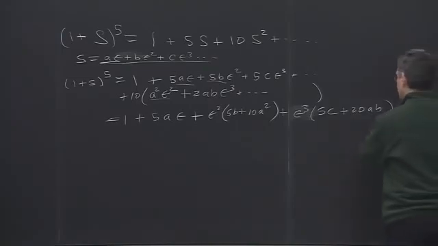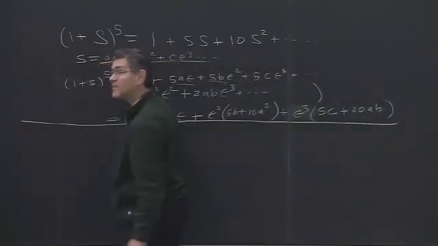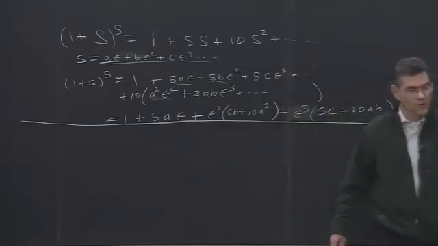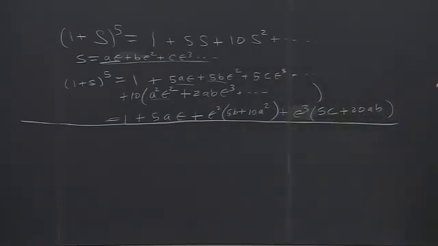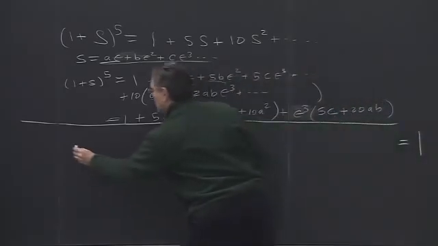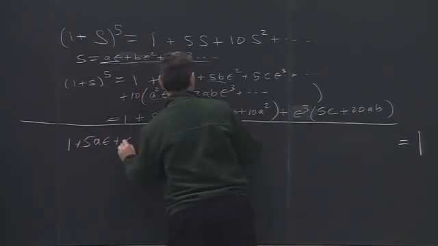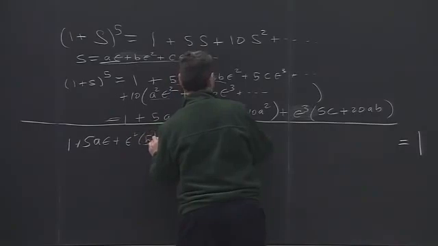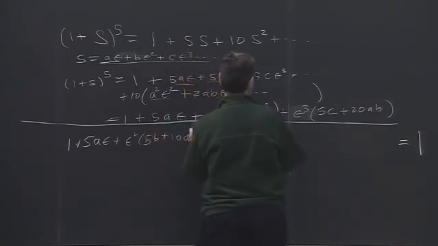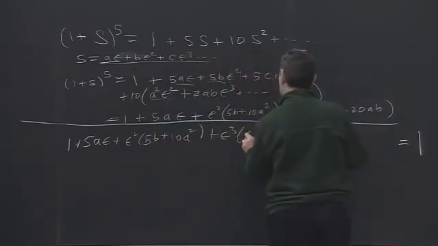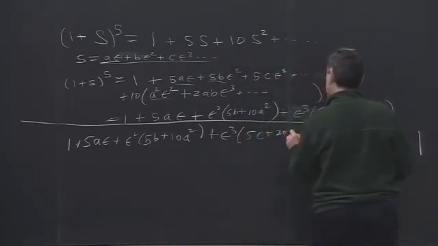Okay, great. So now, this is the technical part of the calculation. It's kind of boring, but let's go ahead and do it. So this equation here, the one we're trying to solve, says that 1 is equal to, first, we have this x to the 5 term: 1 plus 5a epsilon plus epsilon squared (5b plus 10a squared) plus epsilon cubed (5c plus 20ab).